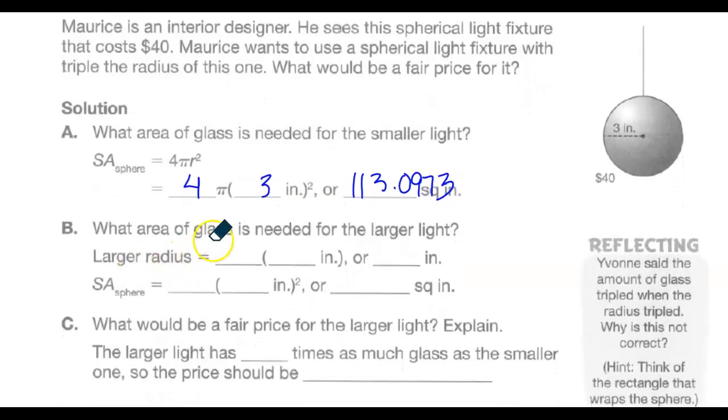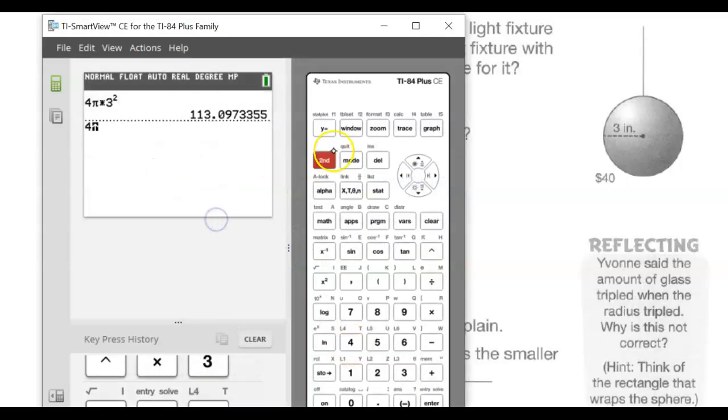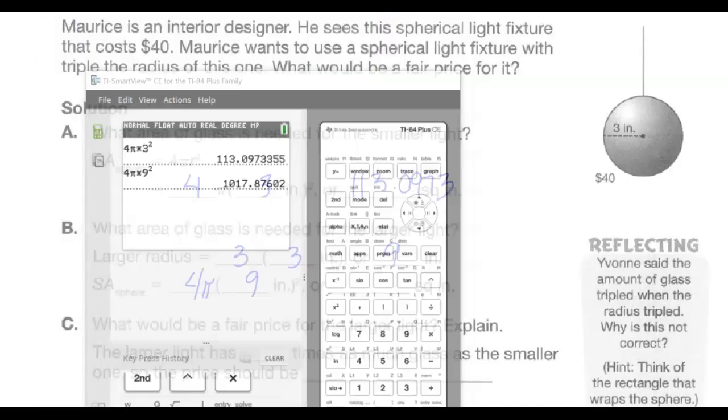Well, the larger radius, it says triple the radius, right? So we're going to go 3 times 3. So the new radius is 9. So the surface area will be 4 pi times 9 squared. So let's do that. 4 pi times 9 squared is 1017.8760.